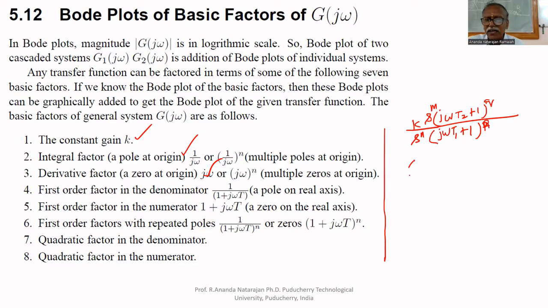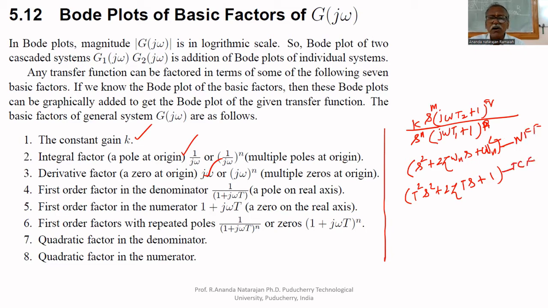Then it may be a quadratic, that is s square plus 2 zeta omega n s plus omega n square. This is in natural frequency form. If you write this in time constant form, it will be tau square s square plus 2 zeta tau s plus 1. This is in time constant form. Always we use time constant form.